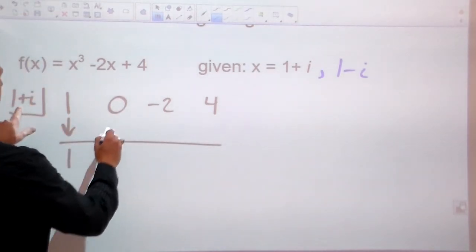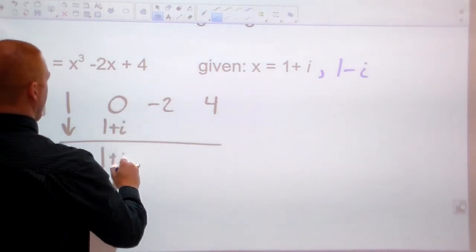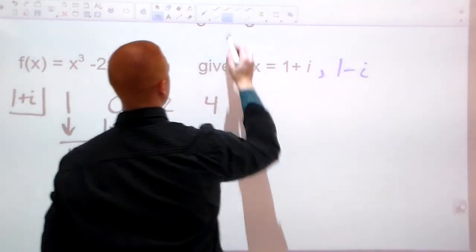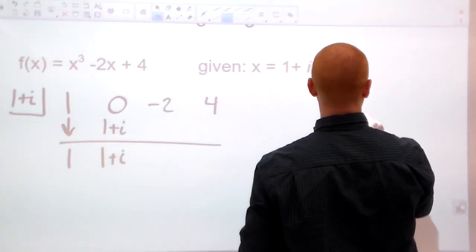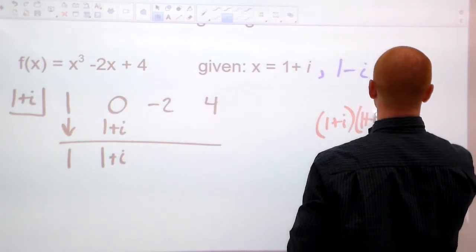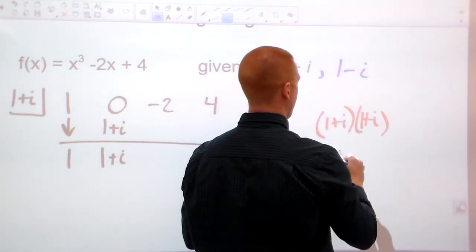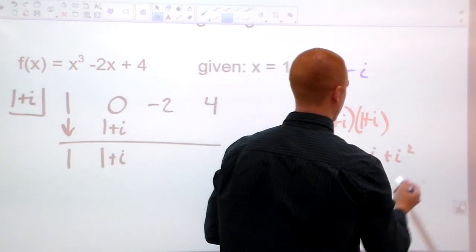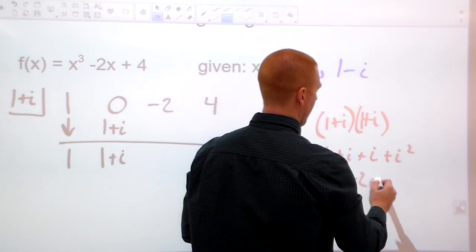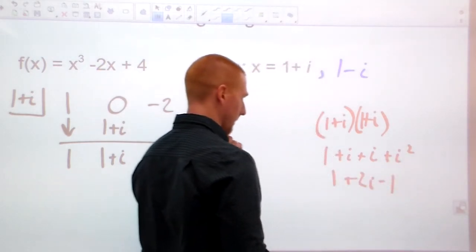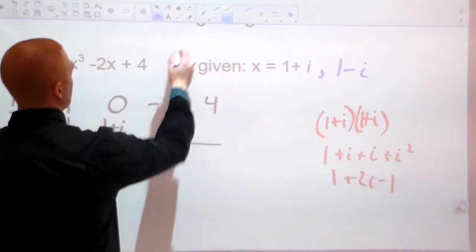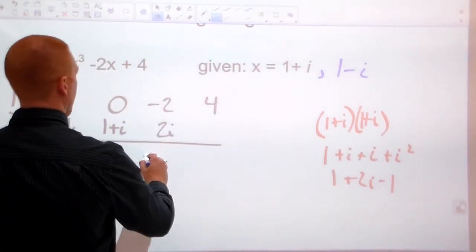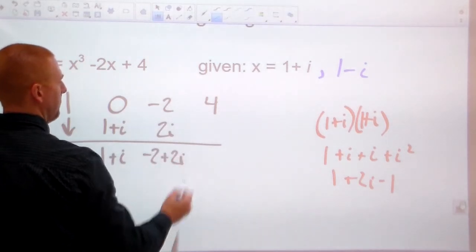1 comes down, 1 times 1 plus i. 1 plus i comes down. Now it gets fun. So I'm going to have some scratch work over here on the side. So 1 plus i times 1 plus i again. Well, that's going to be 1 plus i in the middle plus i squared. So 1 plus 2i minus 1, because i squared is really negative 1. So that's just going to be 2i, because that 1 minus 1 goes away. So now this is negative 2 plus 2i.